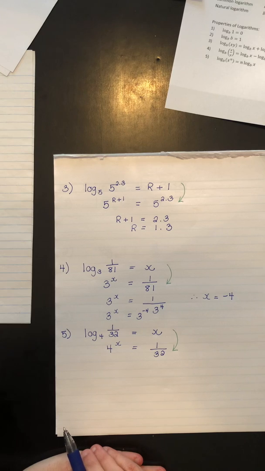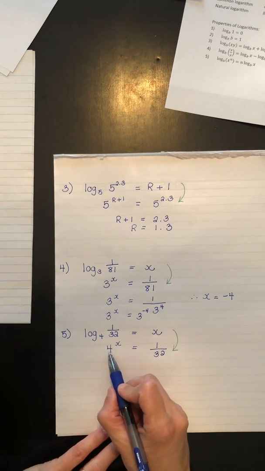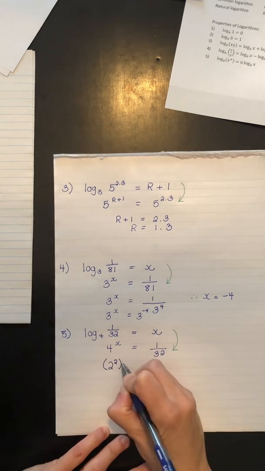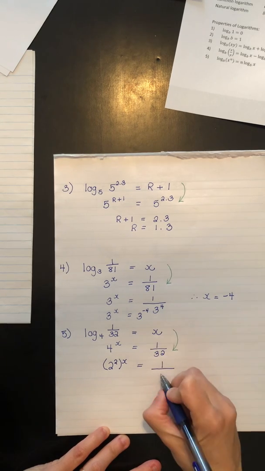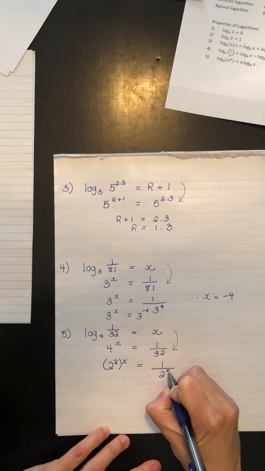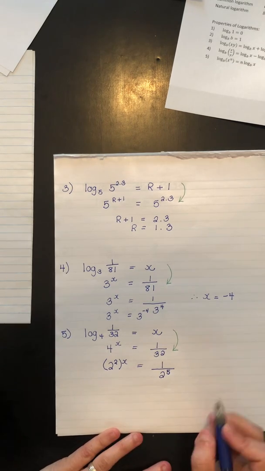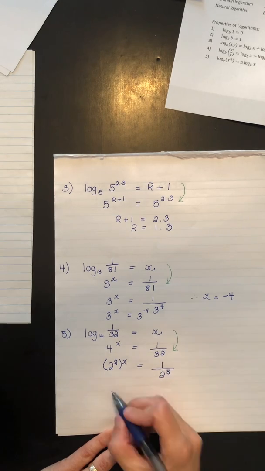We can switch both of them. They are both powers of 2. So we can replace 4 with 2 squared, and we can replace 32 with 2 to the power of 5, like this. Again, not good enough to have that power in the denominator.